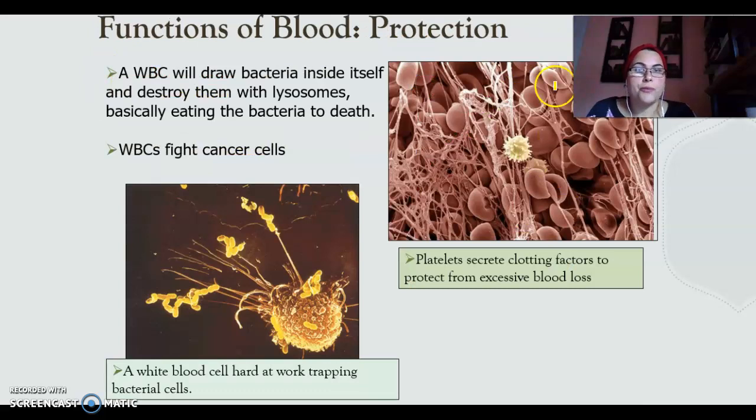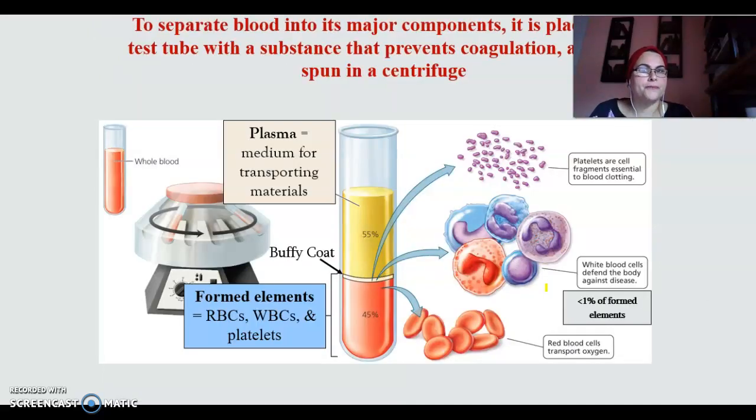More functions. Protection. White blood cells serve as part of our immune system. They fight cancer cells and they will eat invading bacteria. What about platelets? Platelets also serve for protection, but in a different way than white blood cells. They secrete clotting factors to protect from excessive blood loss. So as we see, blood has a variety of functions, not just transportation.